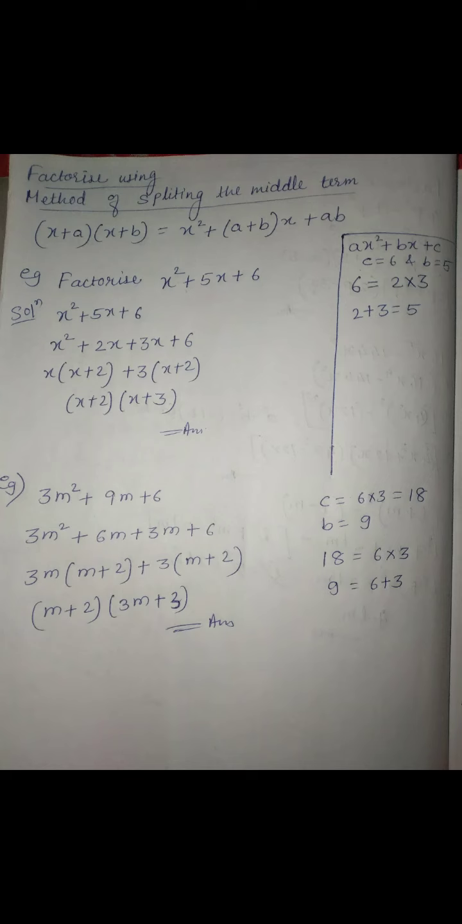Good morning, children. Today we will study another method of factorizing the polynomial. Before this, we had studied two other methods. That is, first by finding out the common factor, and second by using identities. This is the third method of factorizing the polynomial, that is, the method of splitting the middle term.